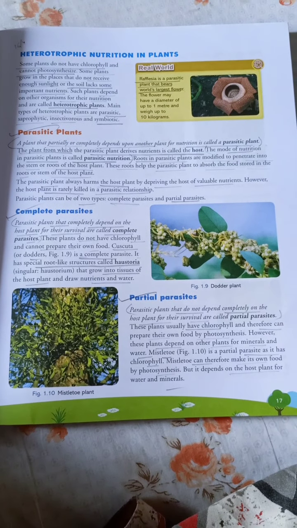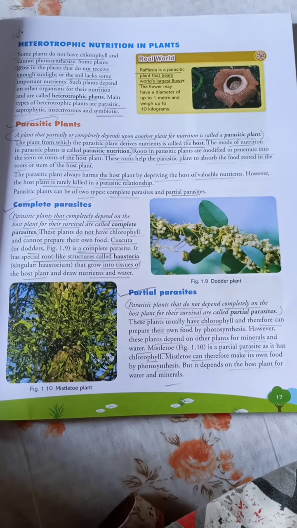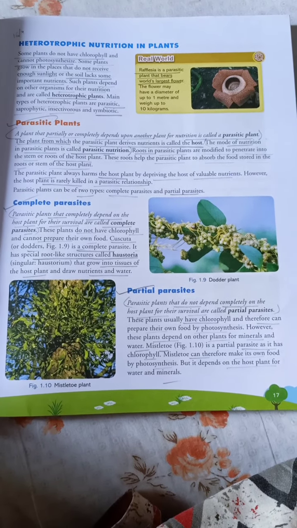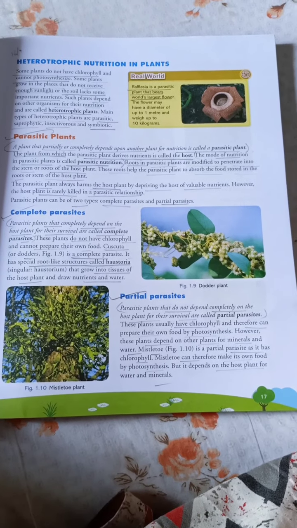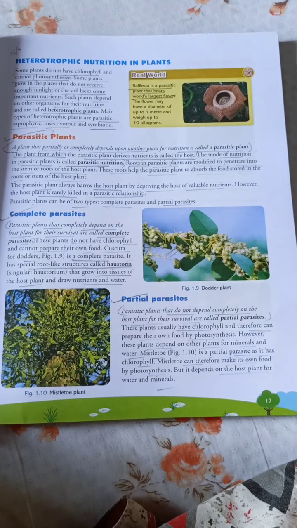Hello students, we have already started with this chapter, nutrition in plants. Yesterday I taught you autotrophic nutrition in plants and the process of photosynthesis. Today I am going to teach you heterotrophic nutrition in plants.